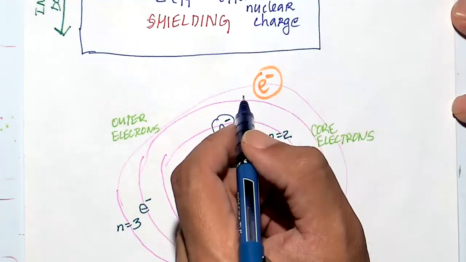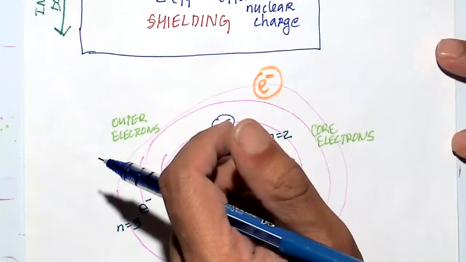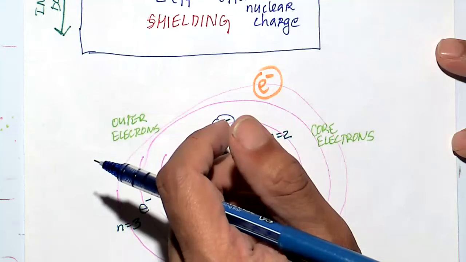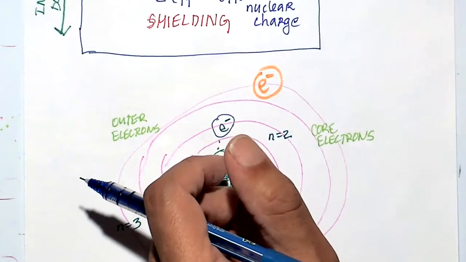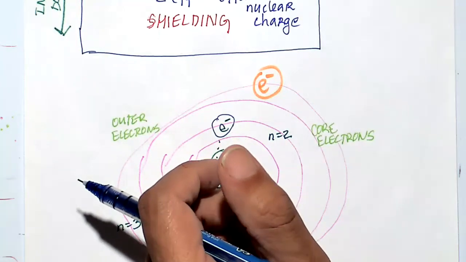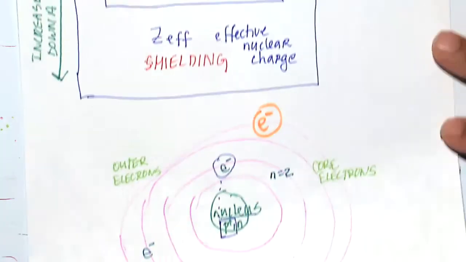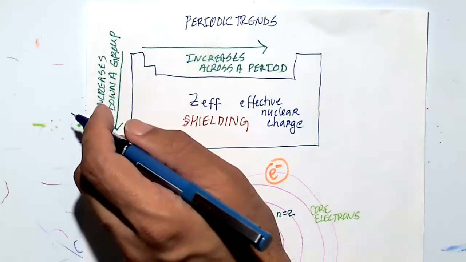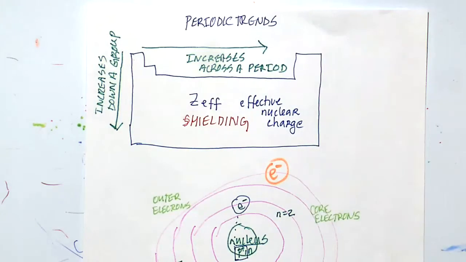Much the same way, if I yell, study chemistry at the top of my lungs, it's the first row that's going to hear it. The second row, third row will hear it, and the outer fourth and fifth and sixth row, they're not going to care. They're not going to get it to the same extent as the core electrons, as the students sitting in the first row. So that's what we mean when we talk about shielding. The shielding increases as you go across a period.